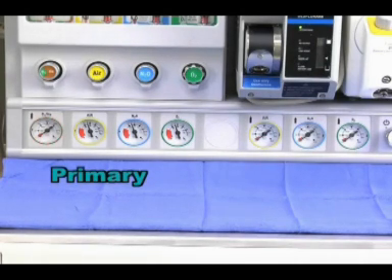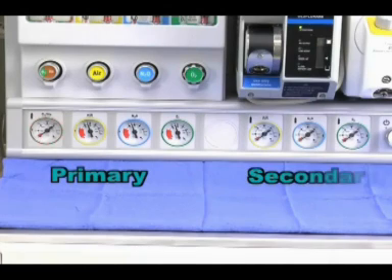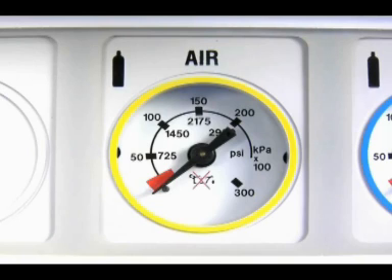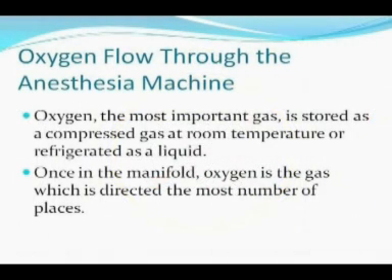There are two sets of pressure gauges on the anesthesia machine, one for primary gases, which are the gases from the pipeline located under the flow meters, and one for the secondary gases, which are the gases from the cylinders. These gauges can be differentiated from one another because the gauge that shows cylinder pressure has a cylinder symbol on the gauge. There are also two sets of numbers on the pressure gauges. The large outer numbers are measured in kilopascals, and the inner smaller numbers are measured in pounds per square inch.